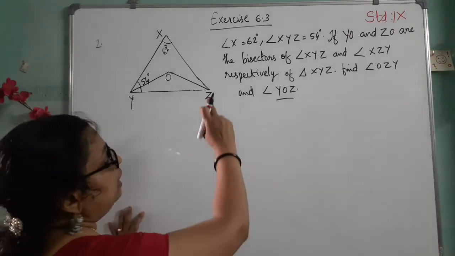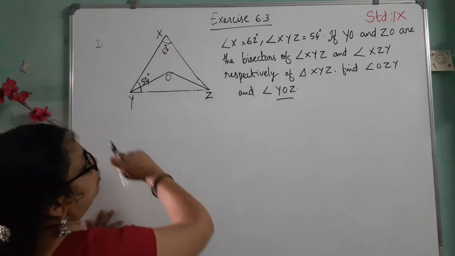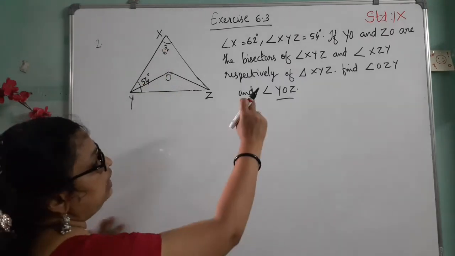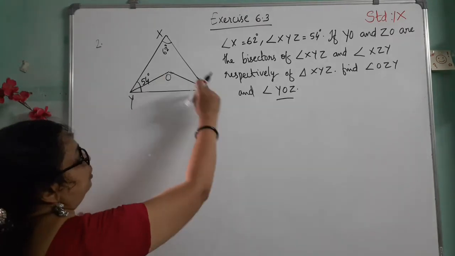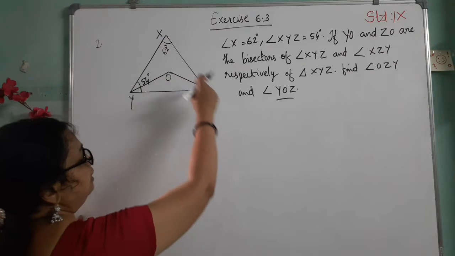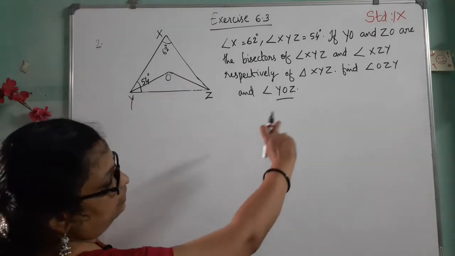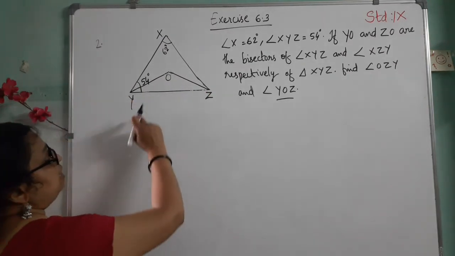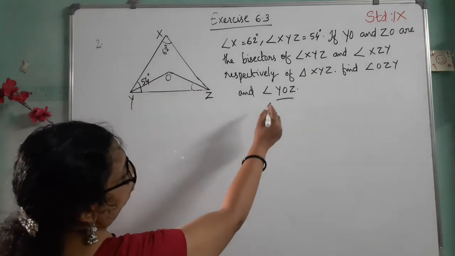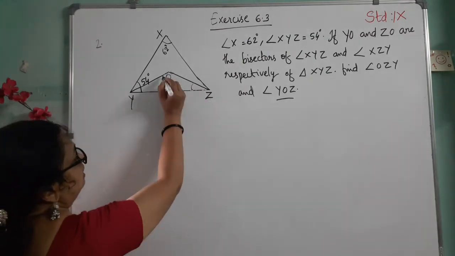Second question. Angle X equal to 62 degrees, angle XYZ equal to 54 degrees. If YO and ZO are the bisectors of angle XYZ and XZY respectively, then find angle OZY, this angle, and angle YOZ, this angle.